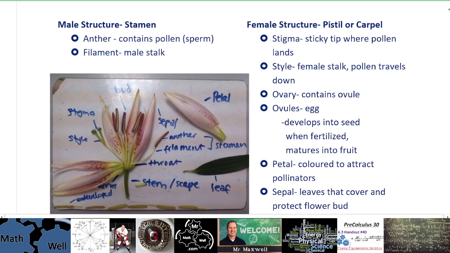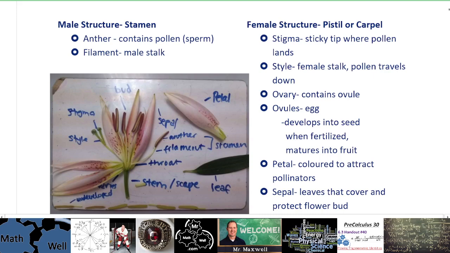Yeah. In your diagram, it's easier. It's got a cross section in your diagram. So the ovary would be kind of at the base here in this part here. The ovules or the eggs, okay, develop into seed when fertilized and matures into fruit. Okay, so again, the male gametes and the female gametes meet here in the ovary, I guess, and develops into seed if it's fertilized, and also matures into fruit.